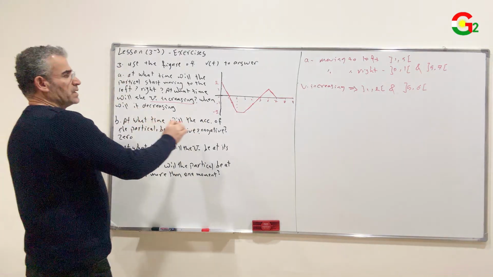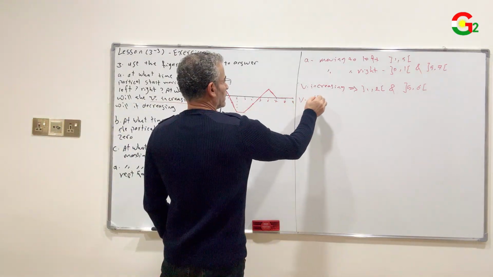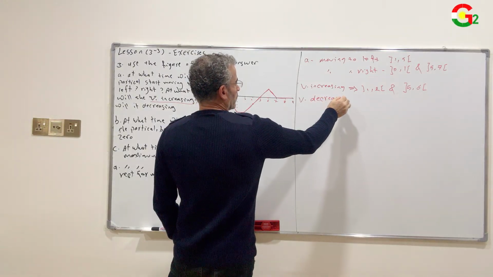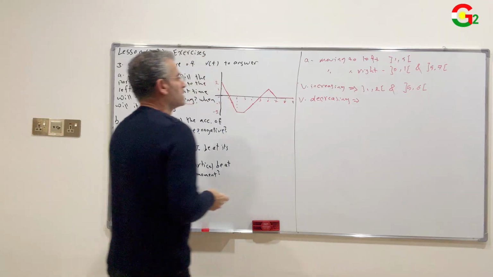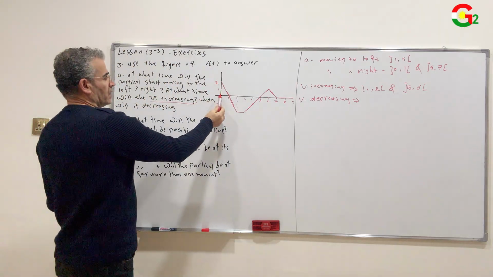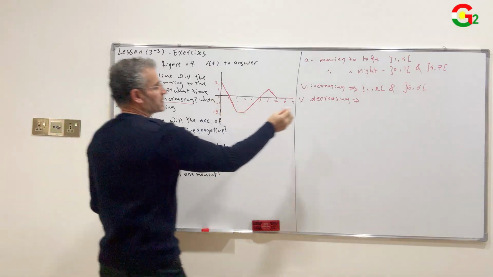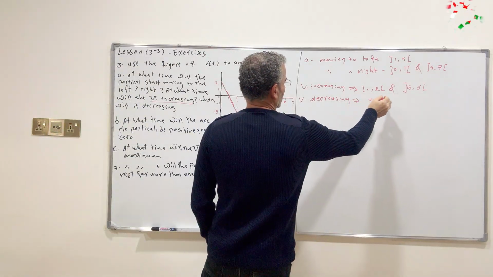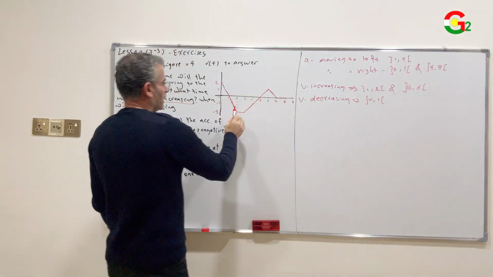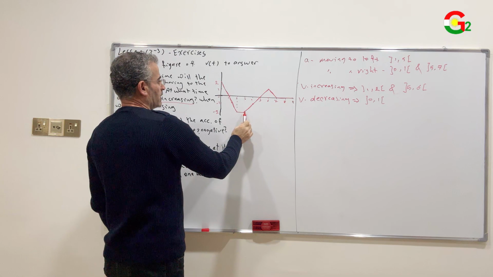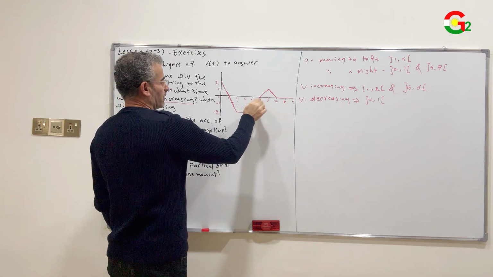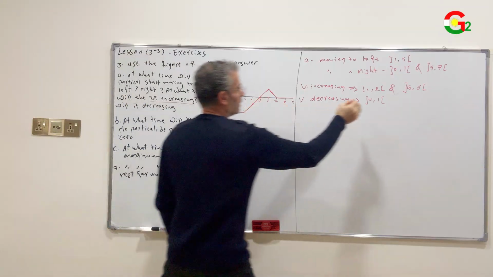When will the velocity be decreasing? Velocity is decreasing when it is positive and decreasing in the interval 0 to 1, or negative and increasing in the interval 3 to 5.